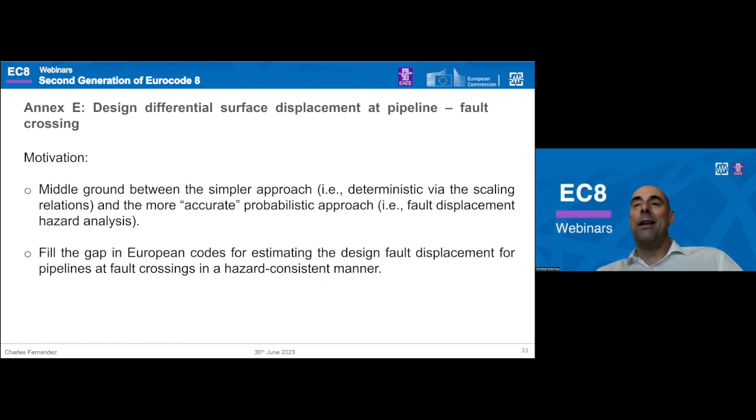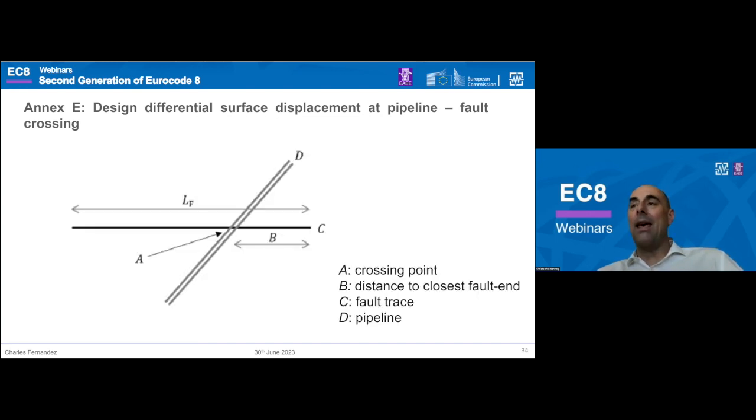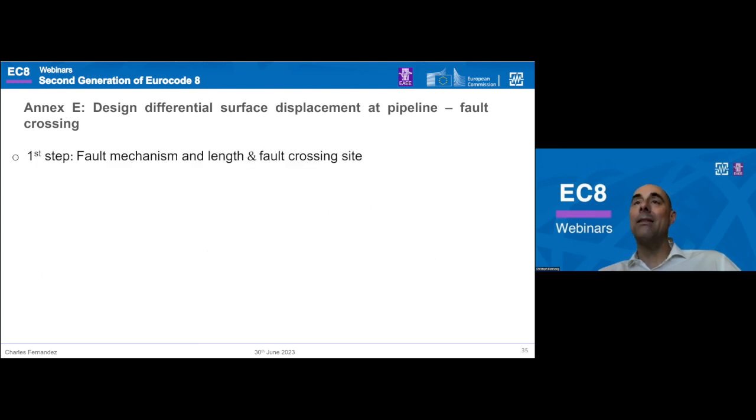So what was the motivation? To fill the gaps in the European codes and to provide a simple approach. And this is a more accurate probabilistic approach. And this is better than the deterministic approach that was used in the past. And it can be applied quite easily with some geometrical information: crossing point, distance to the closest fault end, fault trace. And here you can see the pipeline, which is crossing the fault. And it is quite easy to get the values.